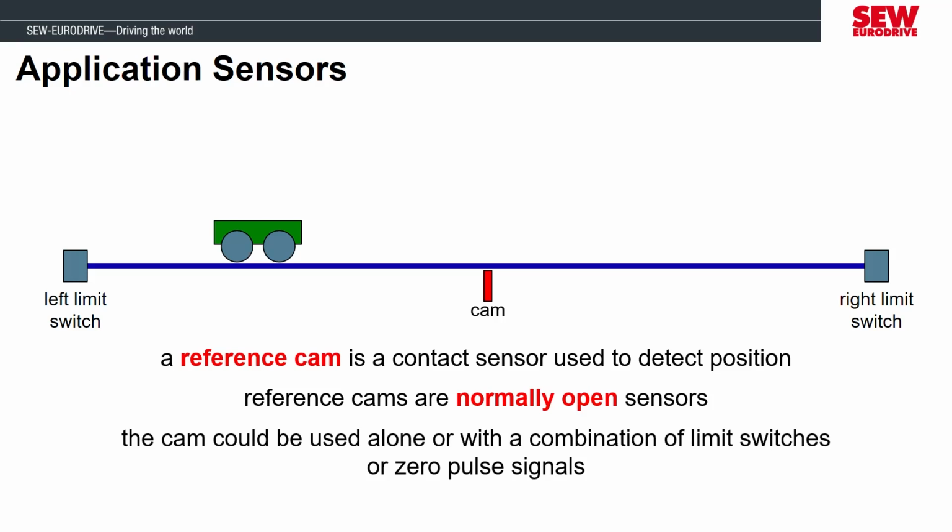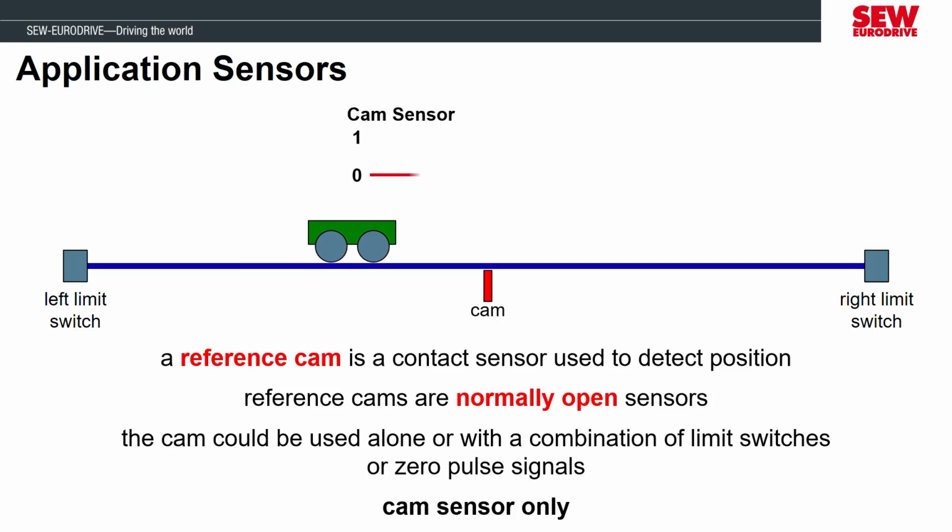The reference cam can be used by itself or along with other signals such as limit switches or a 0 pulse from the encoder. For this example, we'll demonstrate it with just the cam sensor. The equipment travels and then it will contact the cam sensor, making the signal go high. It then automatically reverses direction and backs off of the cam sensor until the signal goes back low.